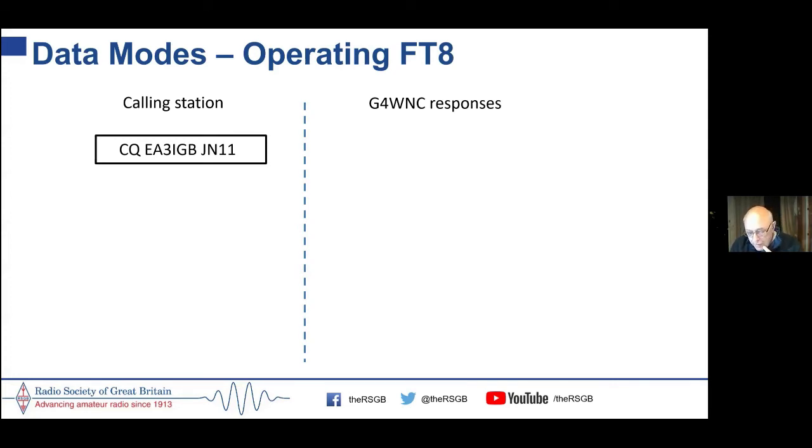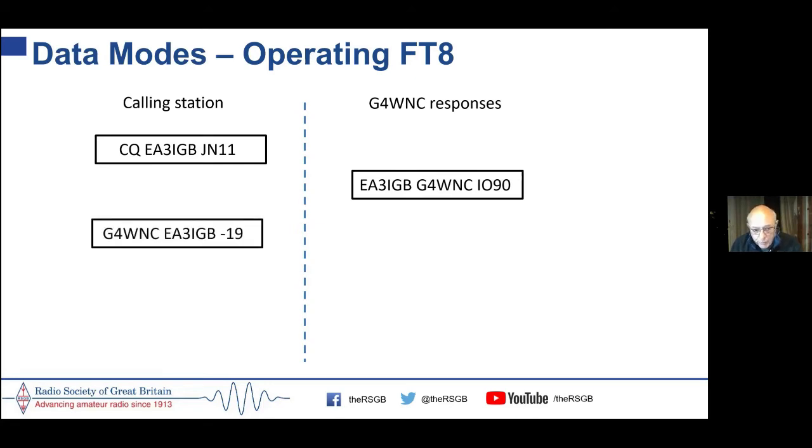Now, if I want to go back to him, I'll double click on his call sign in WSJT-X, and I'll send his call and my call along with my locator. That's all I send. And if he picks me up, he'll reply G4WNC EA3, and he'll give me my signal report, which is minus 19.